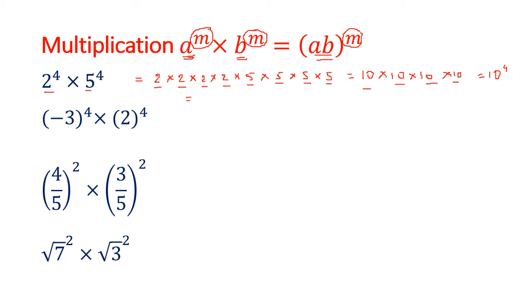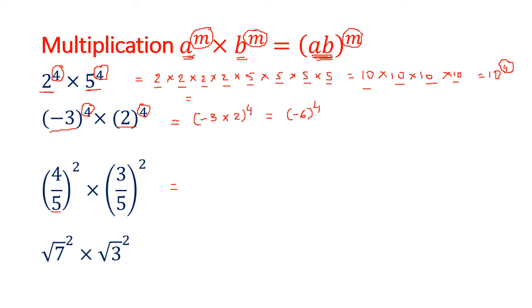What does it mean? Because the power is the same, I kept the power the same. And for the base I have to multiply a into b, so I did 2 into 5. 2 5s is 10, so 10 raised to 4. I hope you can do the others in the same way. Minus 3 raised to 4 into 2 raised to 4 can be written as minus 3 into 2 raised to 4. Now minus 3 into 2 is minus 6.